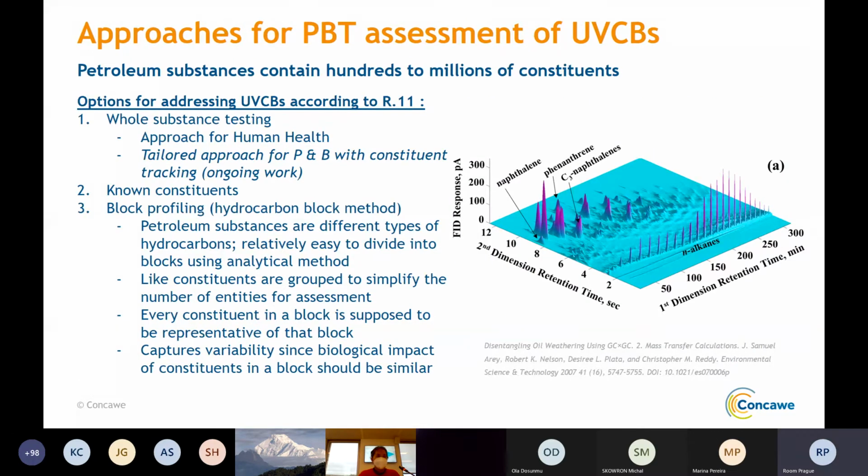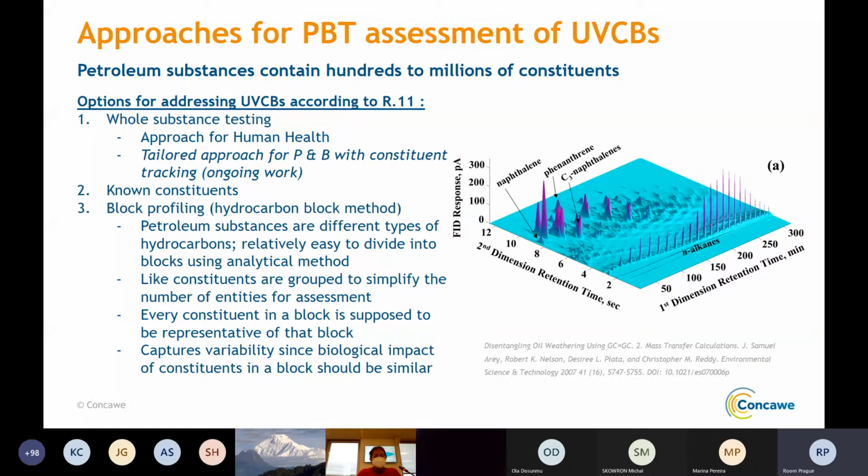So I want to step back a little bit and give some more information about Concawe's hydrocarbon block method. As mentioned earlier, our petroleum substance contains hundreds to millions of constituents, right? So we've got some options on how to address UVCBs, as mentioned. There's whole substance testing, and this is a bit the approach taken by human health that was discussed earlier. We also, on the environmental side, are developing a more tailored approach for persistence and bioaccumulation testing with constituent tracking. This is ongoing work. It's not finished, but I wanted to mention it in case anybody wants to ask me about it offline. We also have the option of focusing on known constituents.